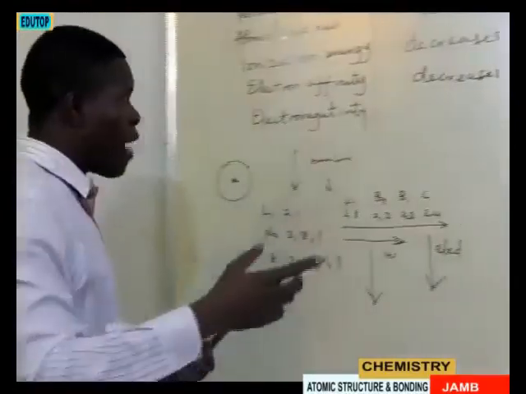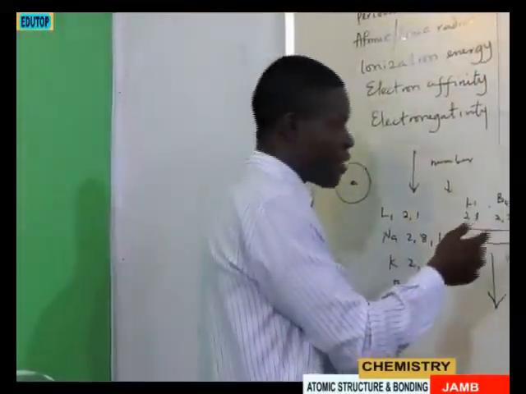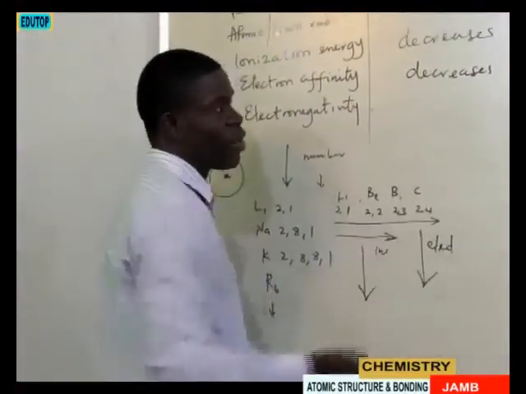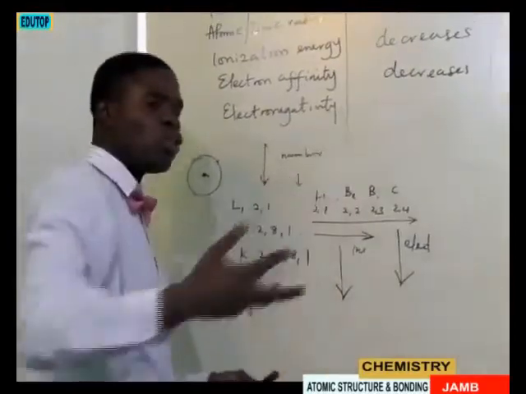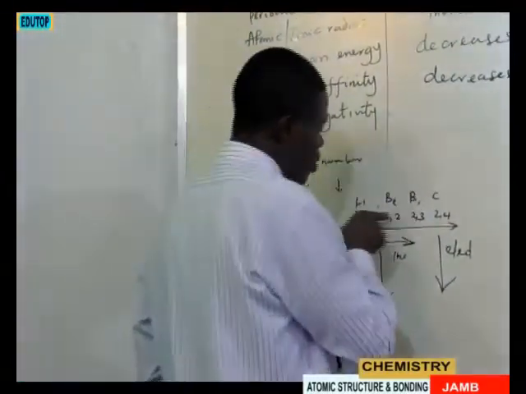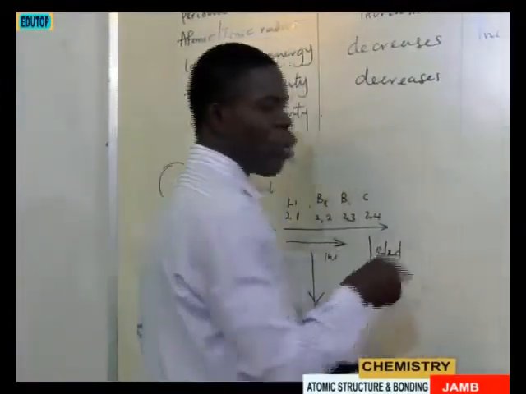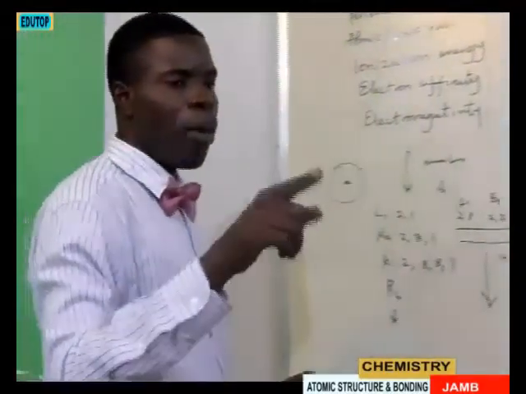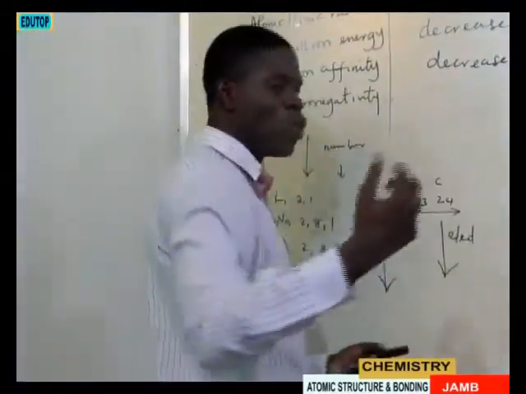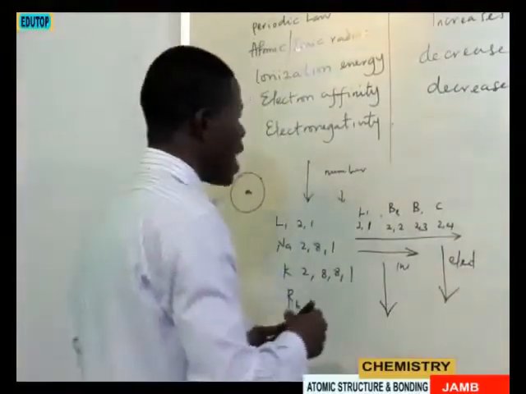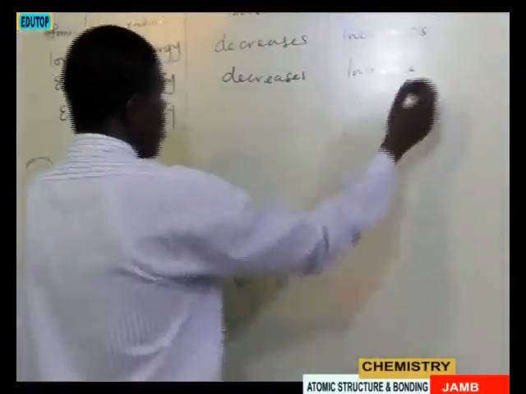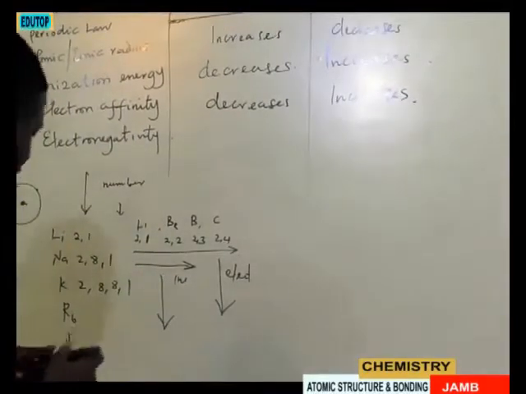So that means it definitely decreases. As you move across the period, due to increase in nuclear charge, what happens? There is a continuous addition of electron. And since electron affinity has to do with the addition of electron, as you move across the period, electropositivity decreases but electronegativity increases. So automatically electron affinity will definitely increase. It will increase.